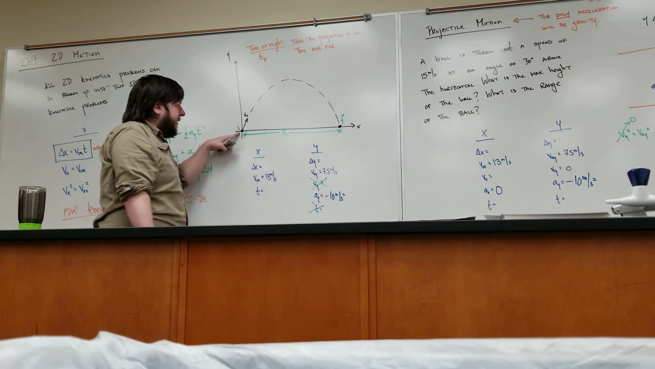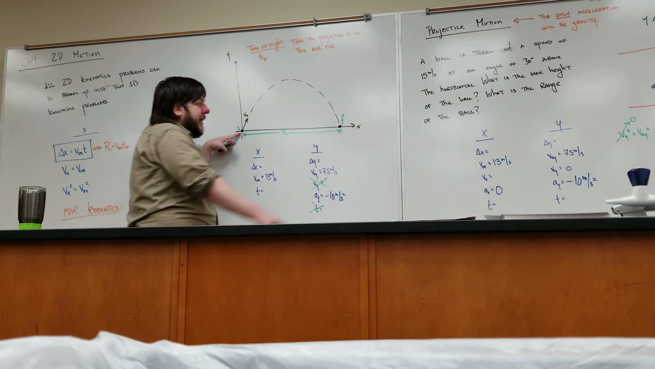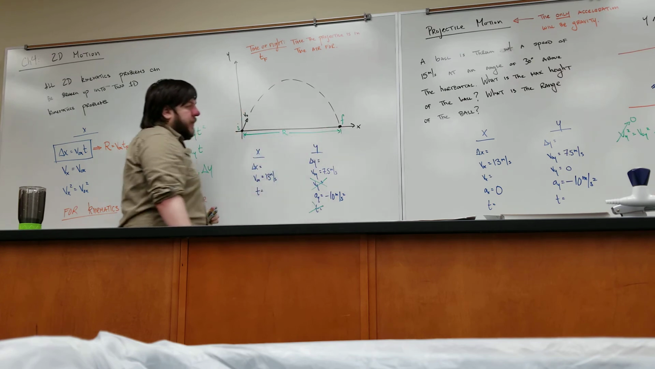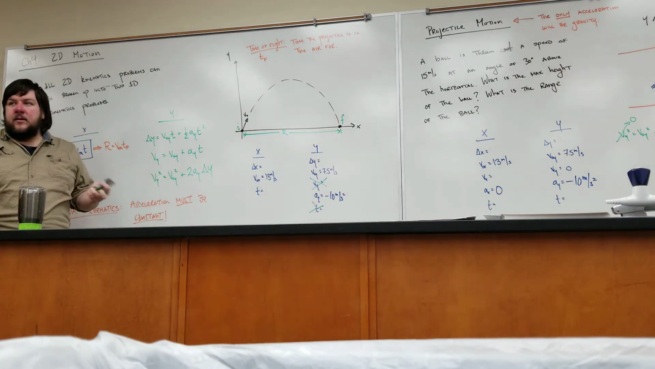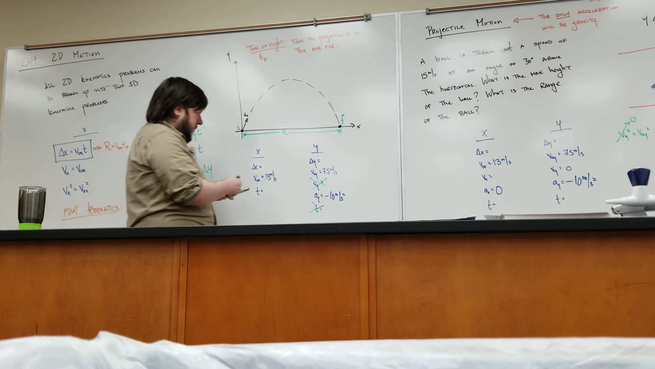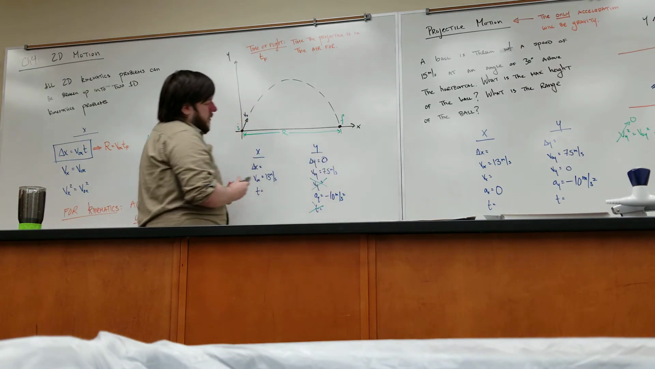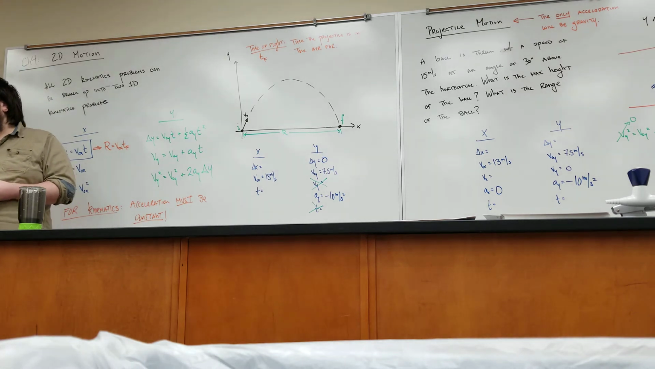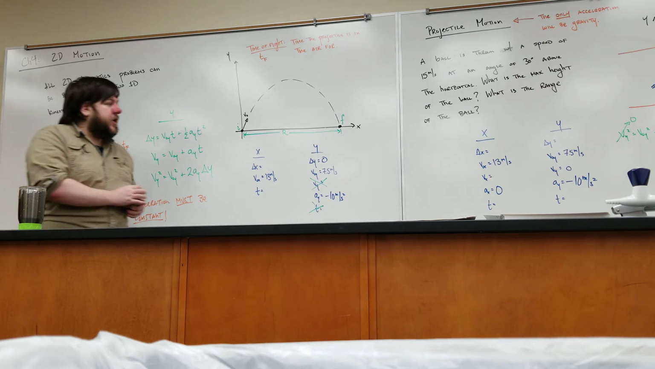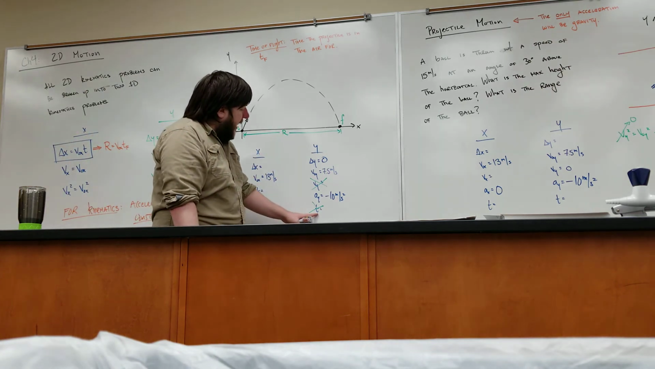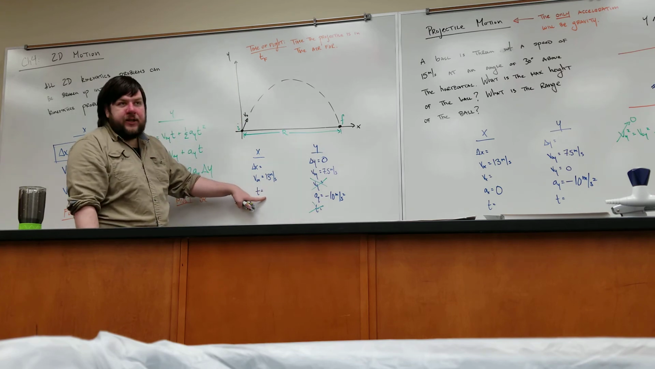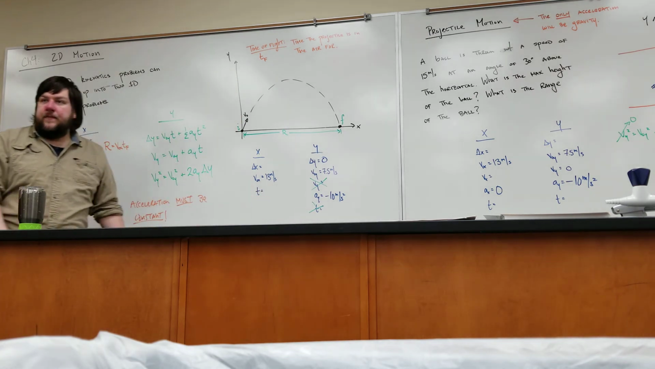If this object starts on the ground and it ends on the ground, our initial point's on the ground and our final point's on the ground, what's delta y? 0. And there's our third piece of information. Okay? So first what we're going to do is solve the y direction for time, and once we know time, we carry it over to the x direction to solve for the range.